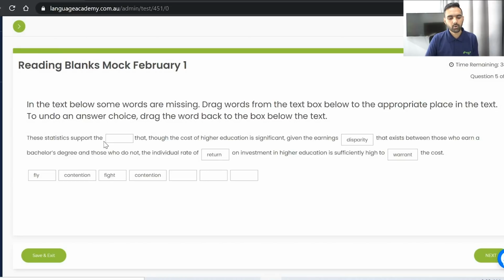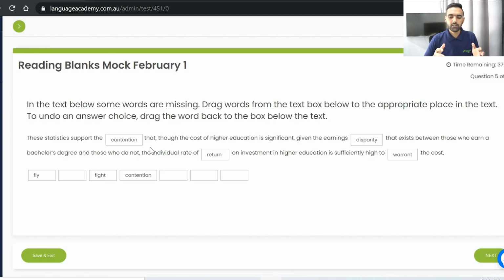These statistics support the dash, support the fly, support the fight, support the contention. Contention will be the right answer, means support the statement or the fact or observation, you can say. So this is the right answer. Why contention? Because you're supporting a statement. Then you have got given the earnings between, so there will be a gap between, disparity between. Rate of return always, because they're talking about investment. On investment you have a rate of return, and then warrant the cost is the right collocation. Remember this thing, means kind of cover the cost. So that's how you solve it. If you do have any doubts, please do let me know in the comment section. Let's move on to number 6, please.